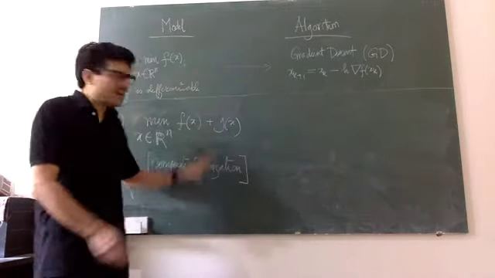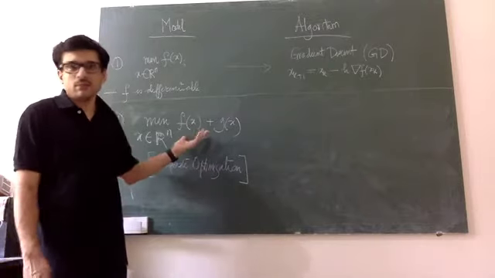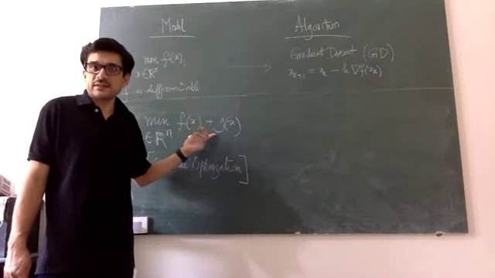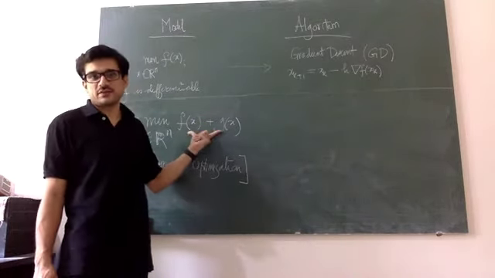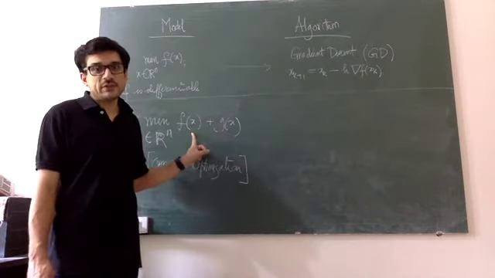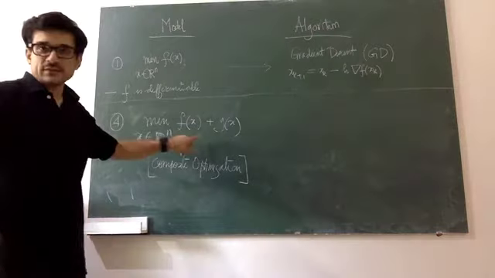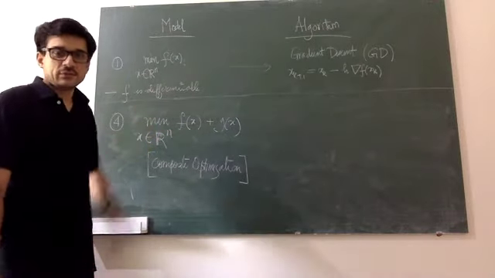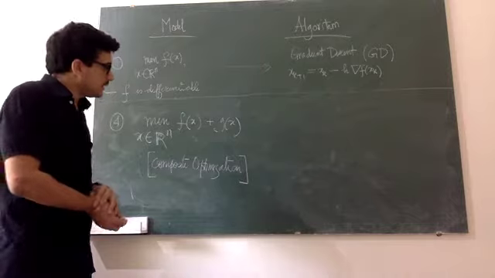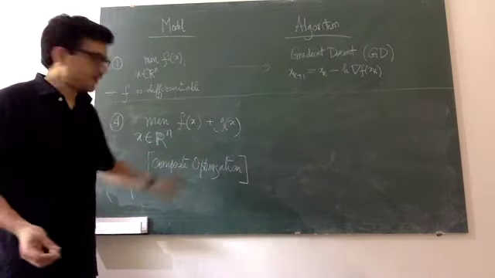In fact, you can show that any problem, including the constrained optimization problem, can be written in this form f plus g. And f need not be differentiable, so it actually covers everything in some sense. So it covers all the models that we spoke about just now. The important point is f and g are of course convex.